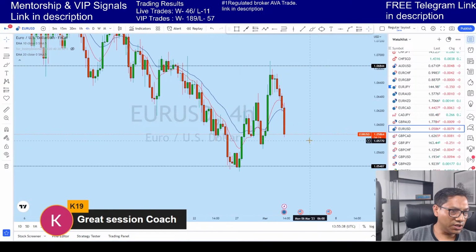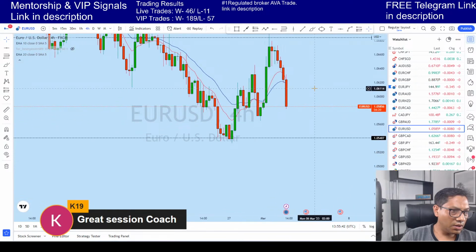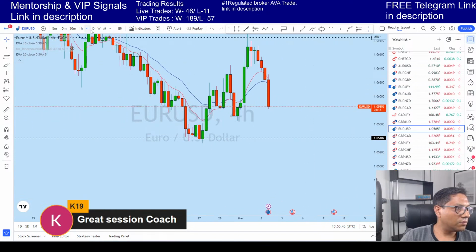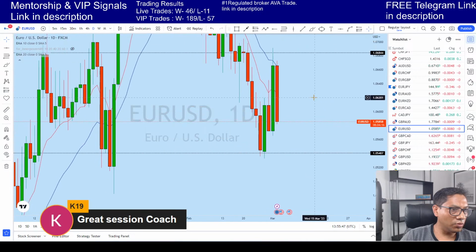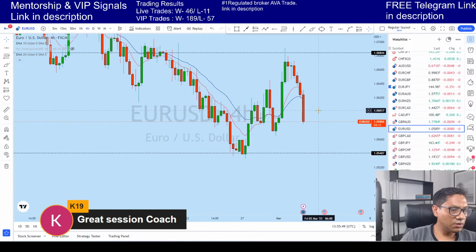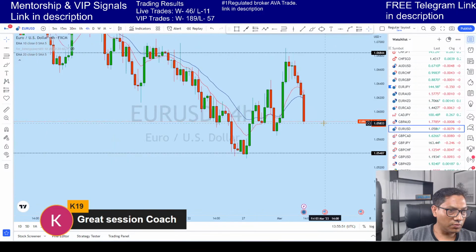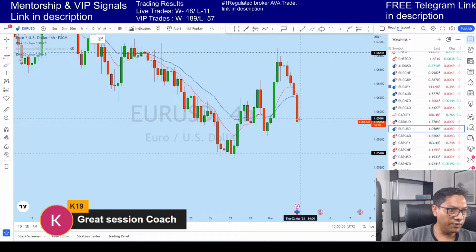So euro USD, guys, what it is doing, you can see there was a breakdown, and with that breakdown, after a significant retracement to the upside, we can expect a shorting opportunity on euro USD.